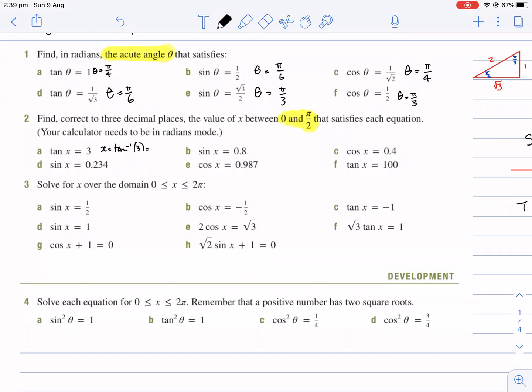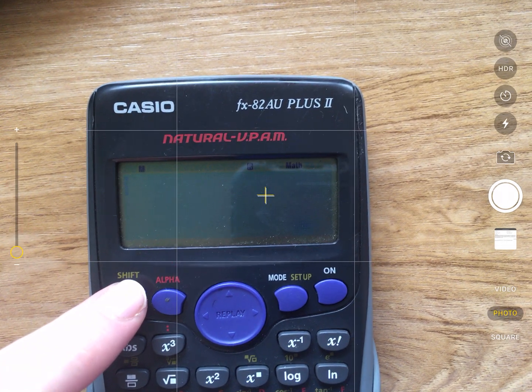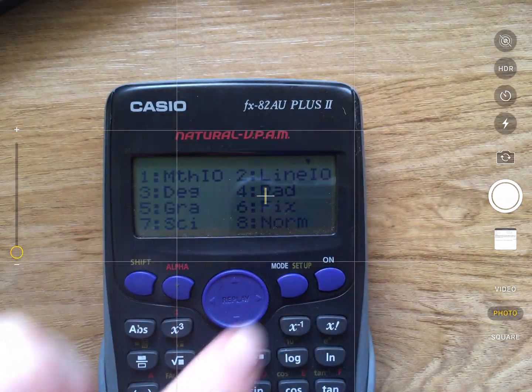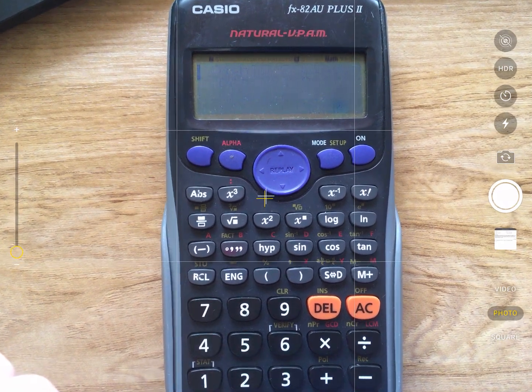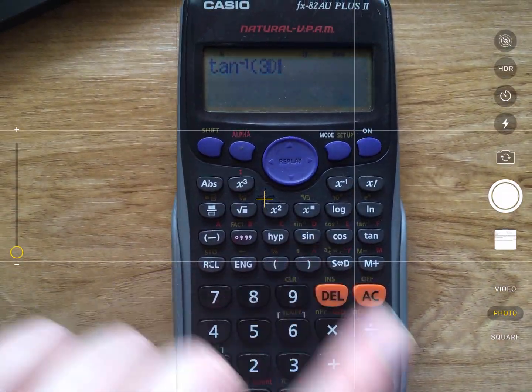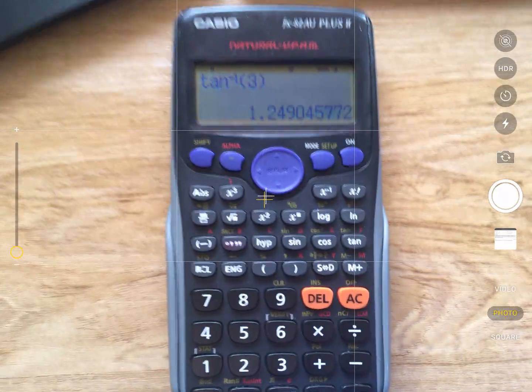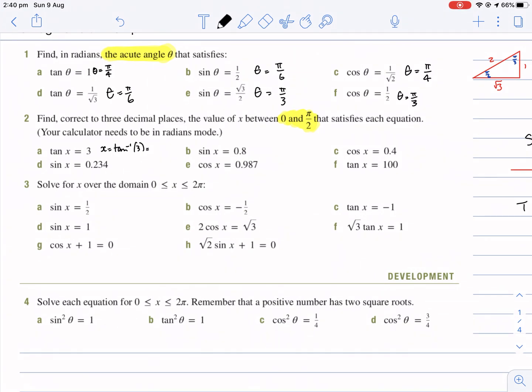That gives us... So I'm in radians. Remember to change it to radians. You go degree mode, shift setup, and then choose 4 for radians. And there's an R telling us. So we're going to do arctan 3, I think it was, 1.249, to 3 decimal places.